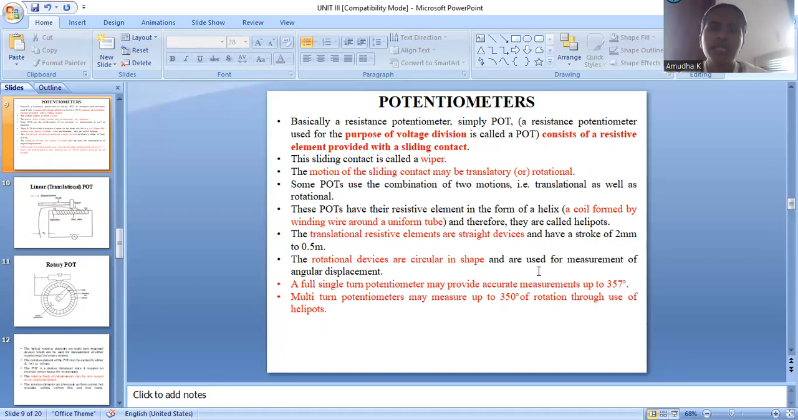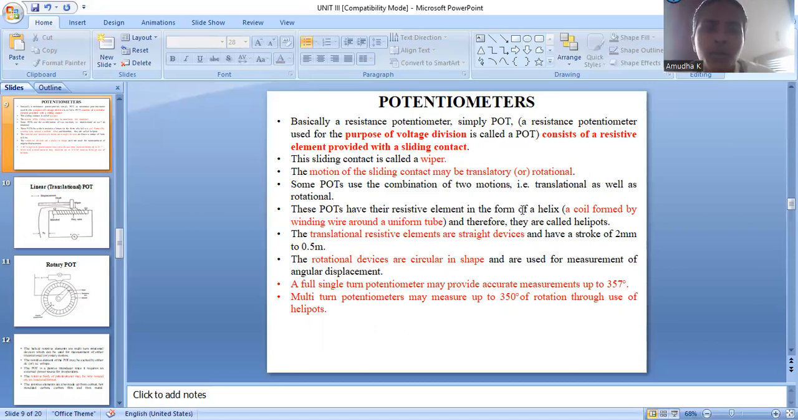In the translational case, we give an external force F, the mass of the system is expressed by M, and the displacement is either horizontal or vertical, X or Y. In the rotational case, the external force is a torque, and the system is rotated. The displacement is the angular displacement theta, and the weight of the system is expressed by the moment of inertia. Some potentiometers use a combination of two motions, translational as well as rotational.